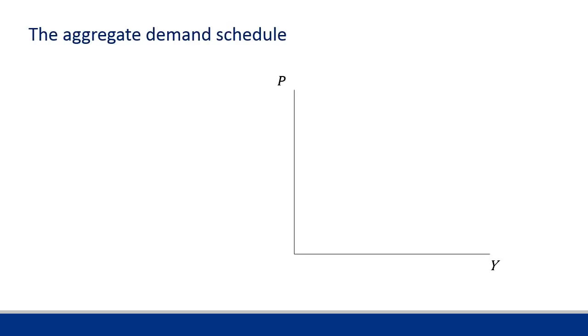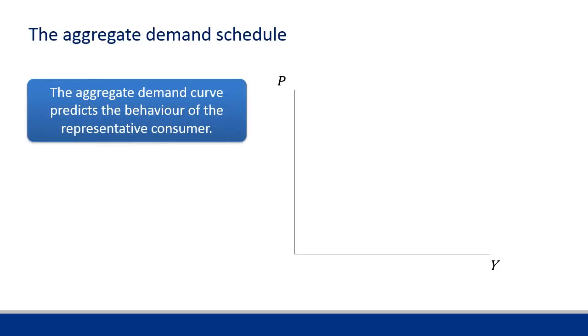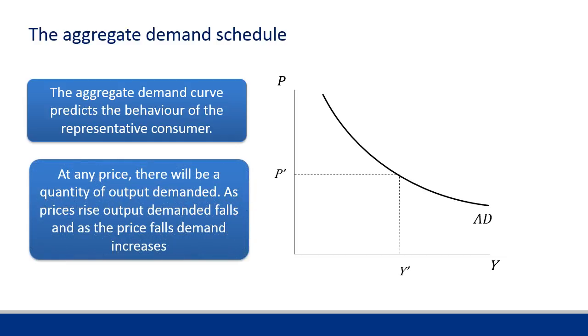Looking at our first schedule in detail, we start with the aggregate demand curve. Again, remember this is in PY space. It predicts the behavior of the consumer when prices change. How does output demanded change? And that's given by the schedule. With any particular price, P dash, we'll have a level of output demanded which is given by the aggregate demand curve, and here that would be Y dash. Notice that at high prices there is less output demanded, as we would expect, that's intuitive, and as prices fall there is an increase in aggregate demand. When prices change, we move along the aggregate demand curve.